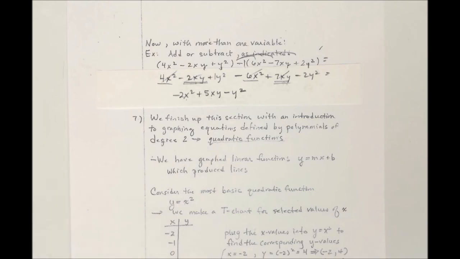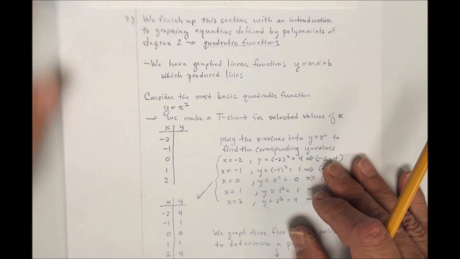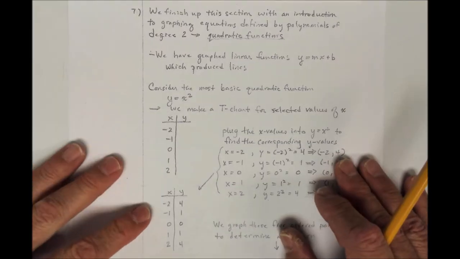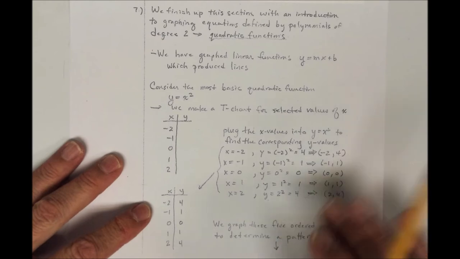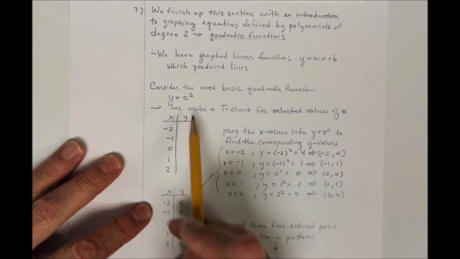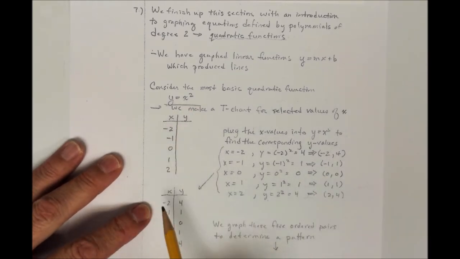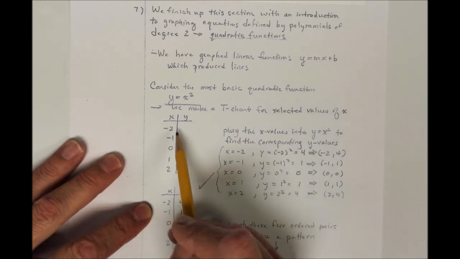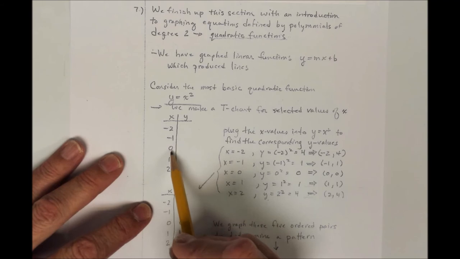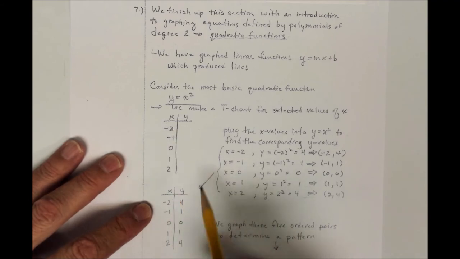Now, to graph anything for the first time, if you don't know what the shape looks like, you're best to make a t-chart and get some ordered pairs. So that's what I've done here. I have a t-chart here. I'm going to graph this, y equals x squared. That's the parent function of quadratic functions. And I'm going to write down some nice simple numbers to plug in for x: negative 2, negative 1, 0, 1, and 2. That should be plenty to get an idea.